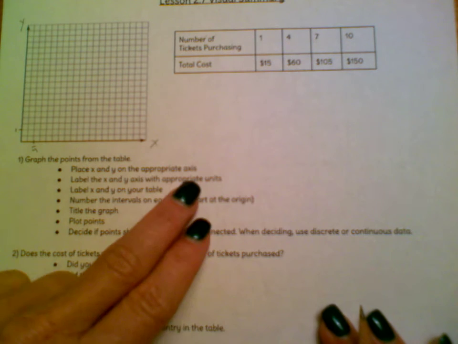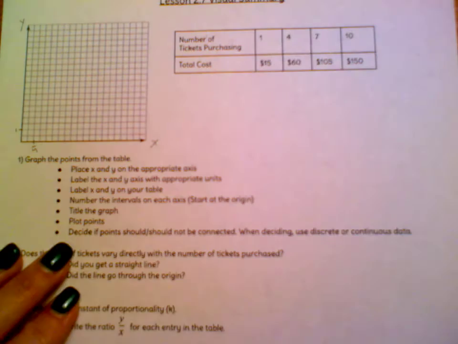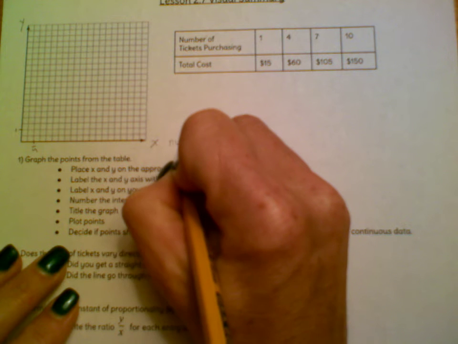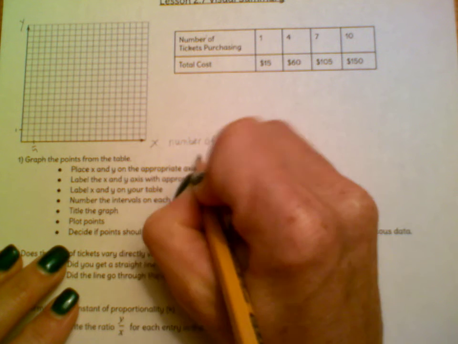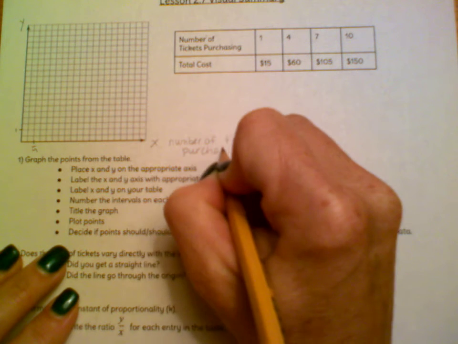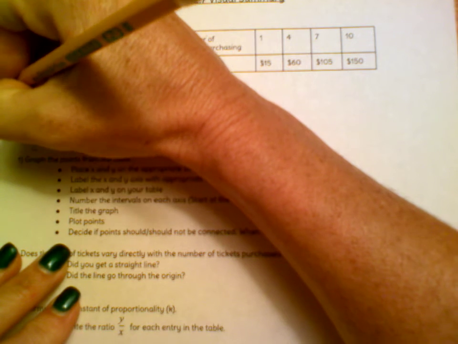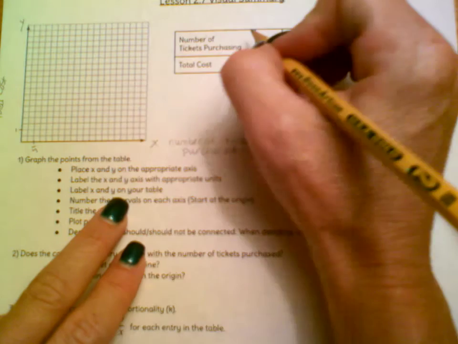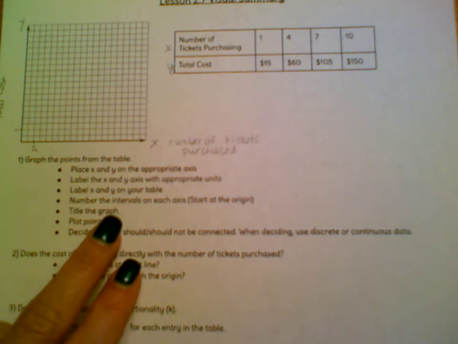Label the X and Y axis with units. So number of tickets purchased is the X. I'm going to actually just write it off to the side. Number of tickets purchased. And the Y is the total cost. So over here, I'll put total cost. Label the X and Y on your table. Here's my X, here's the Y in a table.